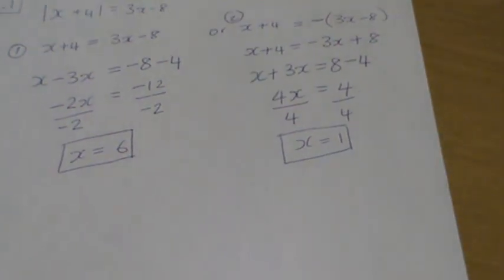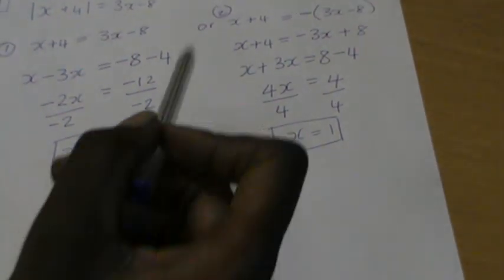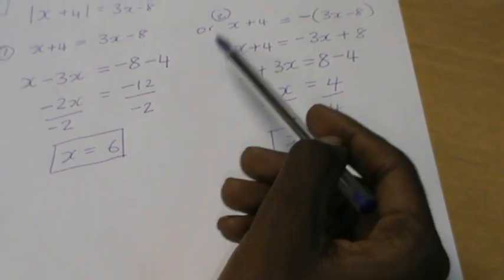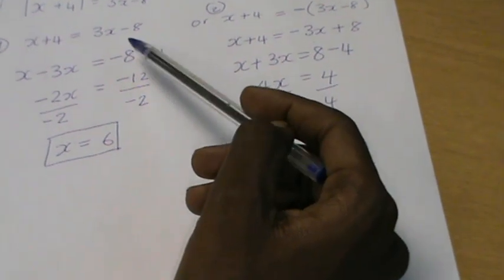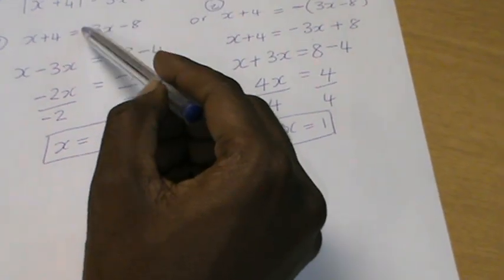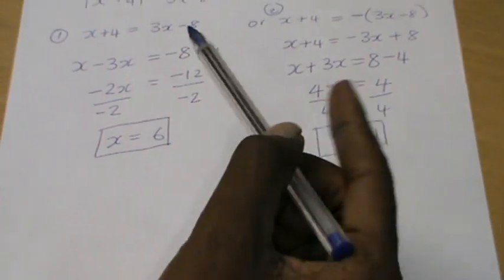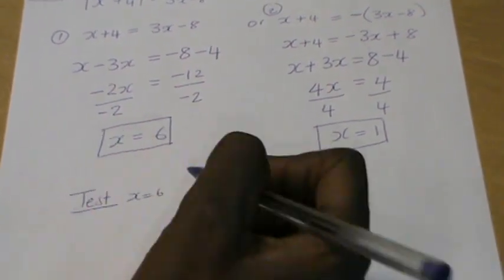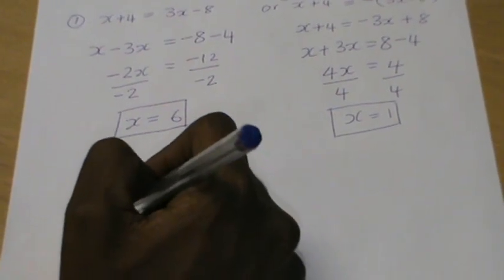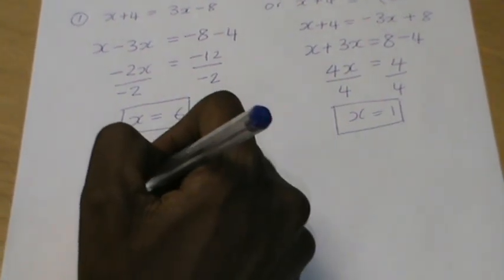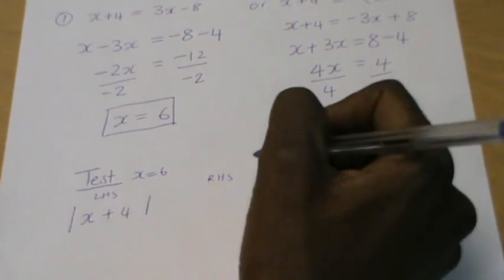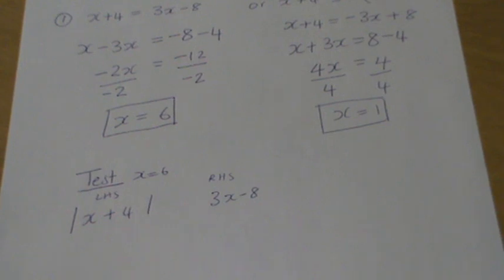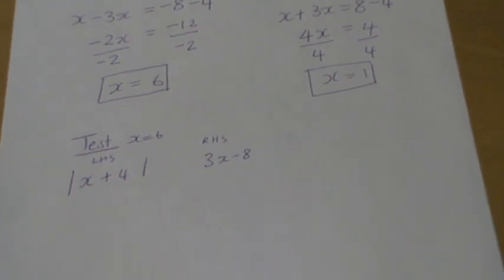So these two solutions that I get, I need to test them, but I don't test them in here, in these two. If I test them in here, they will both be valid because that's where I got them from. What I need to do is test them in the original equation that I was given. So I will start my test over here. So test x is equal to 6, and I test it in this one. So I'll test it on the left hand side, and I'll test it on the right hand side, and see if my values are equal. If they're equal, it is a solution. If they're not equal, it is invalid or it is not a solution.